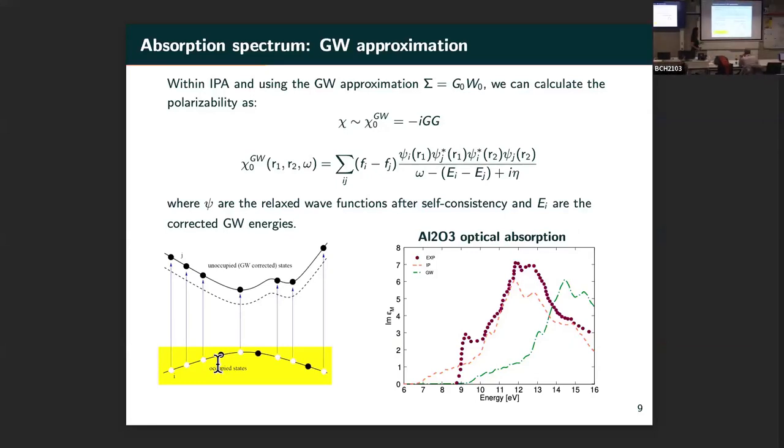Overall, we are still treating the problem as independent particle transitions, because the spectrum is the sum of all these contributions. But if we look at the result, what we get now is a shift to higher energies, because of course with GW we open the gap, and however the oscillator strength is very far from our experiment.